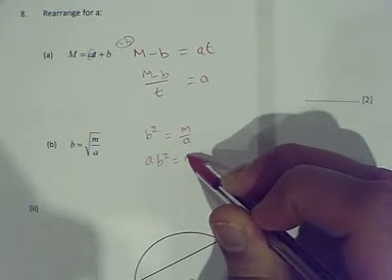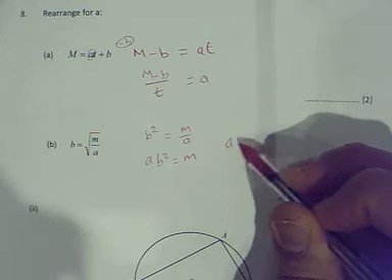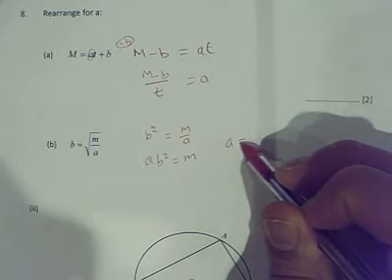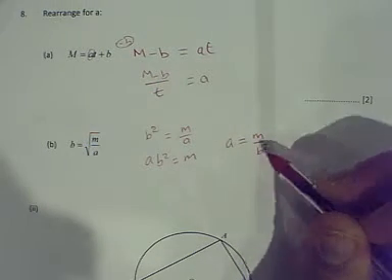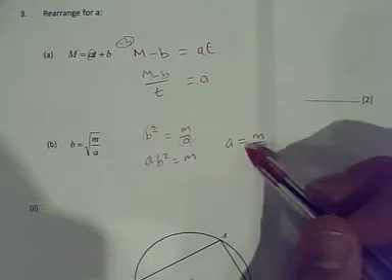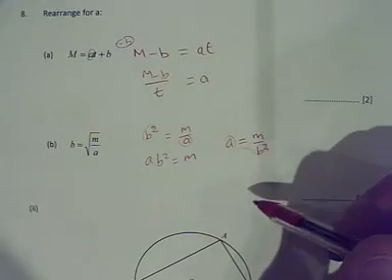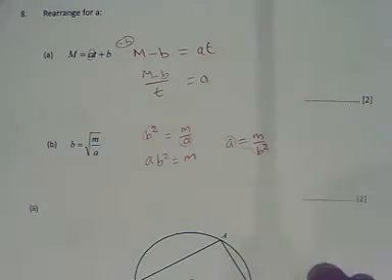So we get ab squared equals m, and then divide both sides by b squared. So we get a equals m over b squared. And you will notice that b squared and a have swapped sides in this equation. But yeah, we've solved. Very nice.